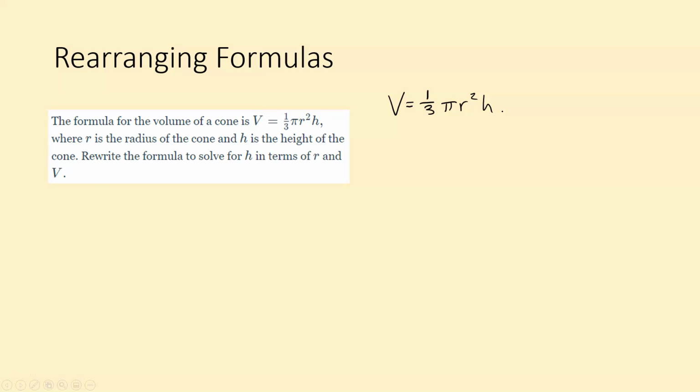So first thing I'm going to do is get rid of the 1/3. To get rid of 1/3, that's the same thing as dividing by 3. So to get rid of a division by 3, we would multiply both sides by 3. So 1/3 times 3 would just leave us with 1. So that's good. Those would cancel. And then on the left side of the equation, we have 3v.